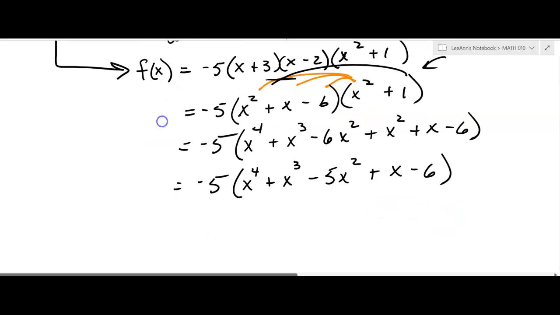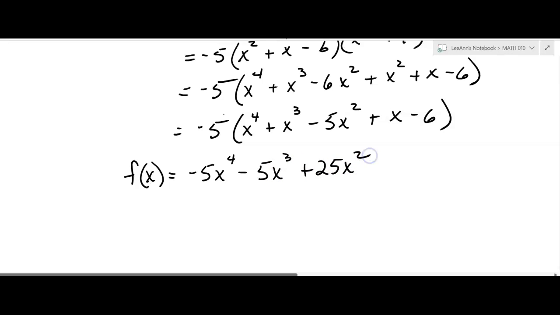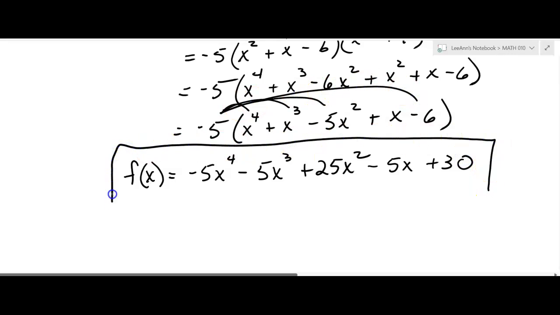And then the last thing I need to do is distribute that negative 5 in. So here comes my polynomial, f of x equals negative 5x to the fourth minus 5x cubed plus 25x squared. So I'm multiplying and distributing here. Minus 5x plus 30. So that was that negative 5 times negative 6. And then that's the polynomial they asked us to find. It's fourth degree, and that's what it looks like.